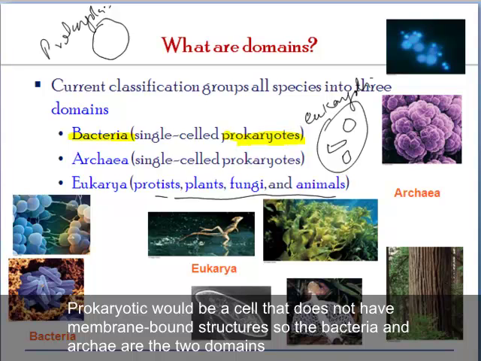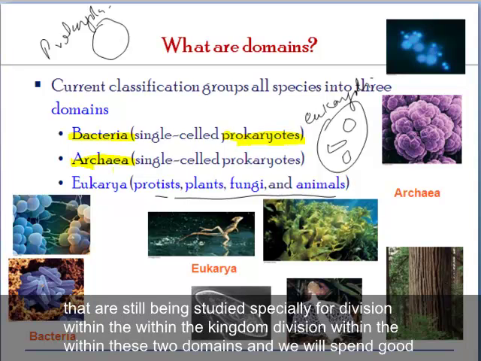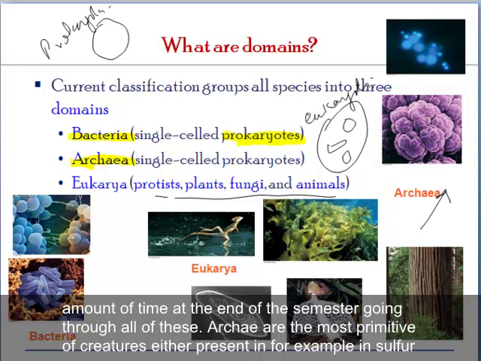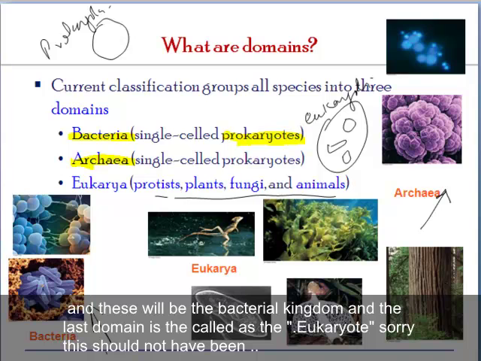So bacteria and the archaea are the two domains that are still being studied, especially for division within the kingdom, division within these two domains, and we'll spend a good amount of time at the end of the semester going through all of these. Archaea are the most primitive creatures. These are present, for example, in sulfur springs, very deep oceans, hot springs, and these are the most primitive kind of organisms. Archaea are prokaryotes, and these will be the bacterial kingdom. And the last domain is called the eukaryote.